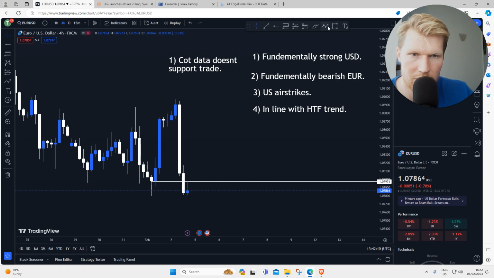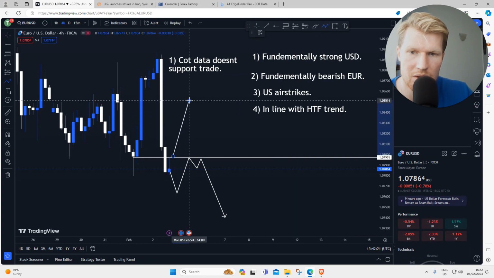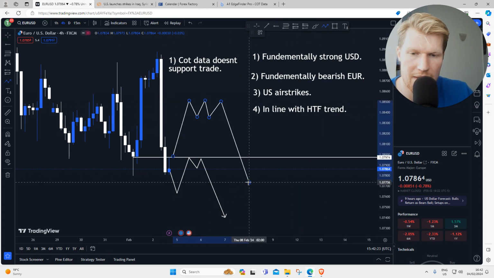We're going to see a little drive down to start the week. We're going to come back up, retest, and we're going to continue down. That is what I'm anticipating on EURUSD. We may also, of course, see a little drive up and then this kind of thing happen.